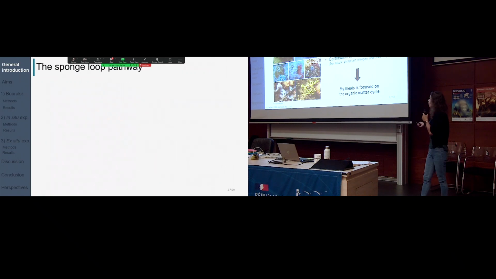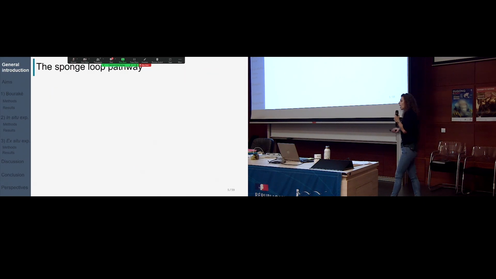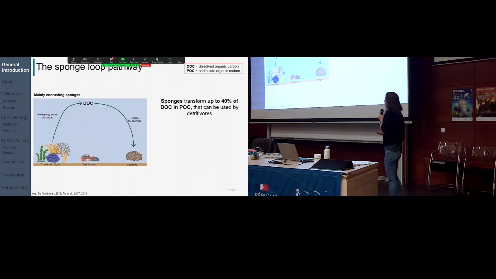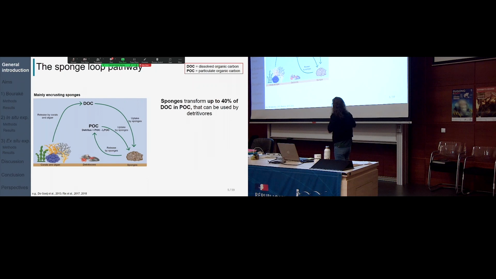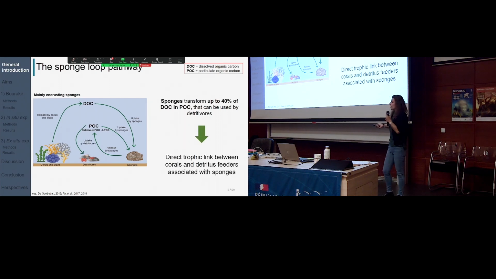In recent years, two important pathways have been described to explain how sponges recycle carbon in coral reef. The first is the sponge loop pathway, mainly described for encrusting sponges. Here we have the sponge that takes up dissolved organic carbon, or DOC, produced by primary producers, transforms it and releases it as particulate organic carbon, or POC, which is also called detritus. In this case, carbon is available on coral reef and to higher trophic levels, and so sponges play a direct trophic link between corals and detritivorous feeders.